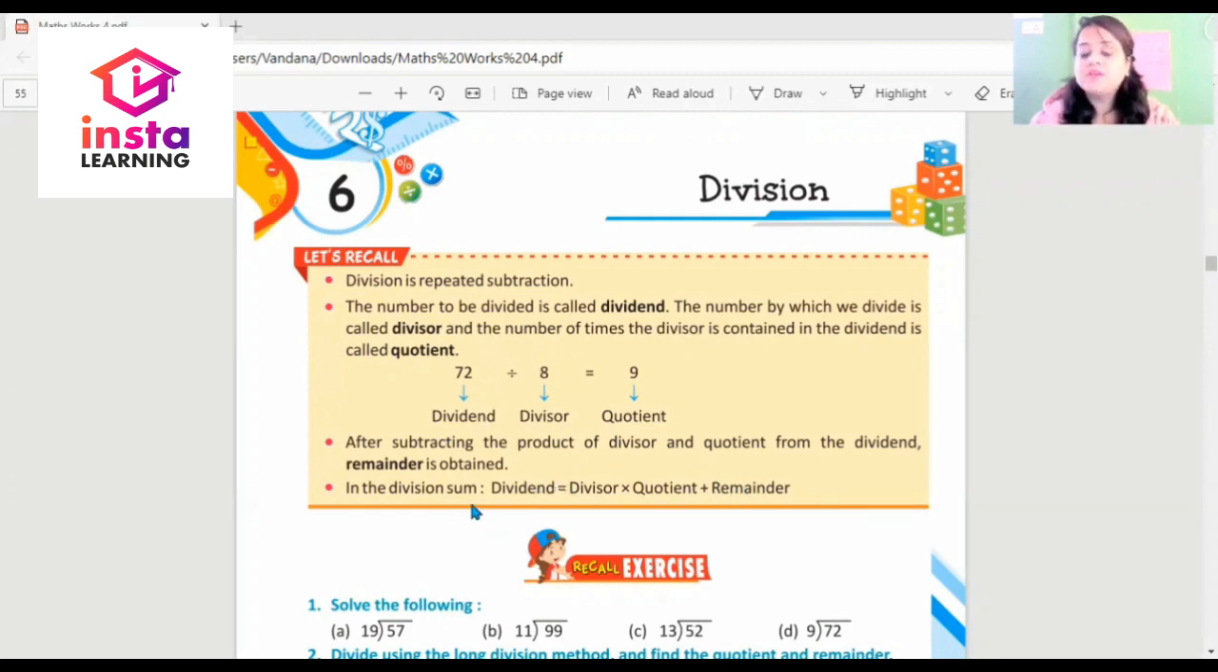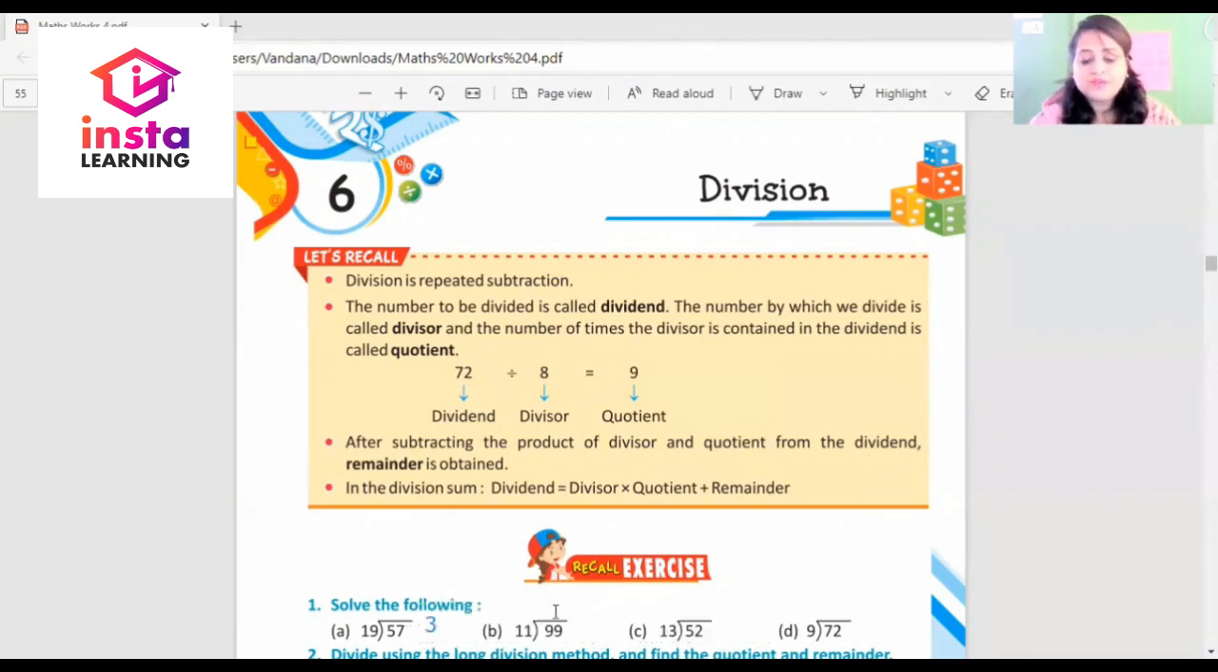Okay. Now, students, this is your recall exercise. Solve the following. It's your number 19 and 57, and it is the sign of divide also. So your answer is here. You have to read the table of 19 to get the answer. So 19 ones are 19, 19 twos are 38, and then 19 threes are 57. Okay. So write your answer here. 3 is your quotient. So students, write here answer 3.